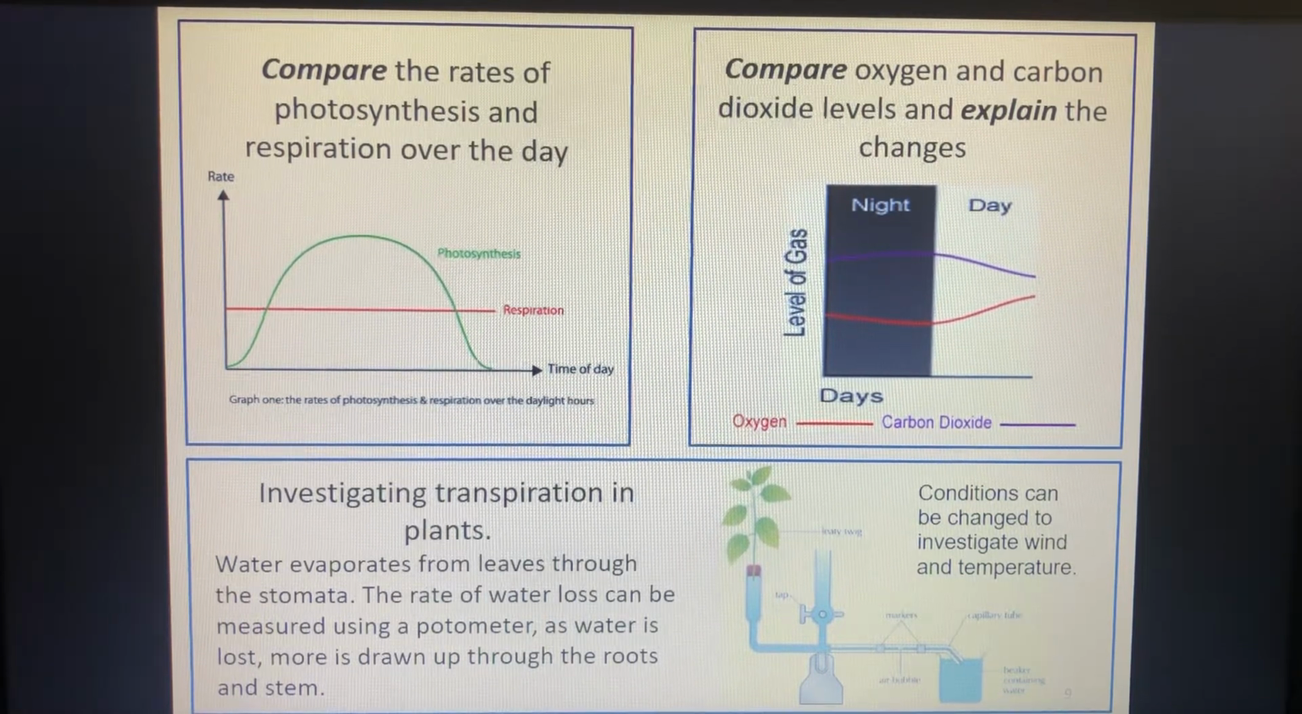The other kind of potometer is a mass potometer or a weight potometer, and these are used where it's kind of the same thing. We've got maybe a pot plant and we put it onto some scales.